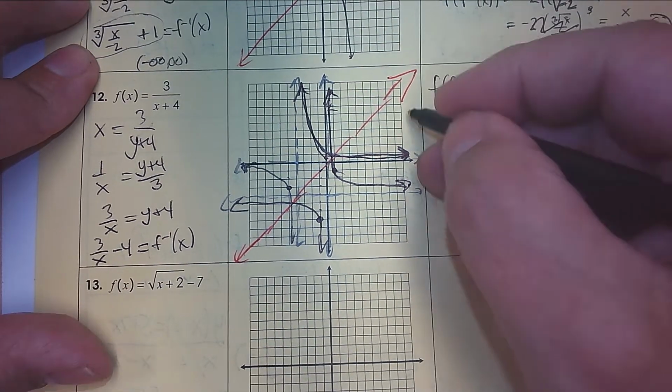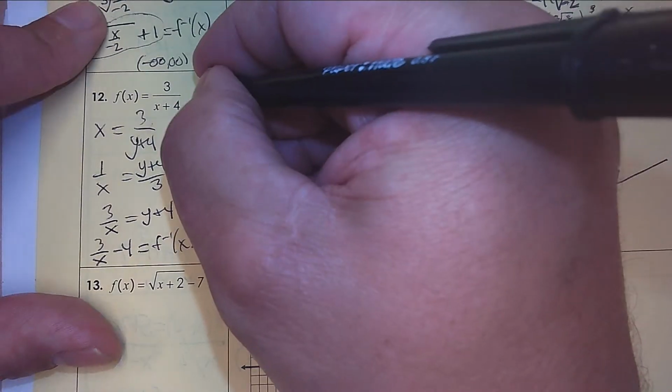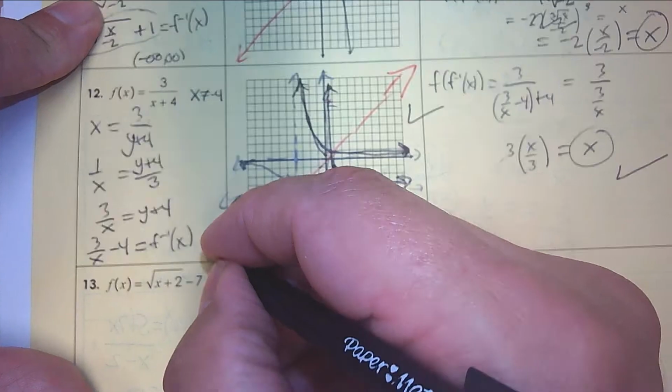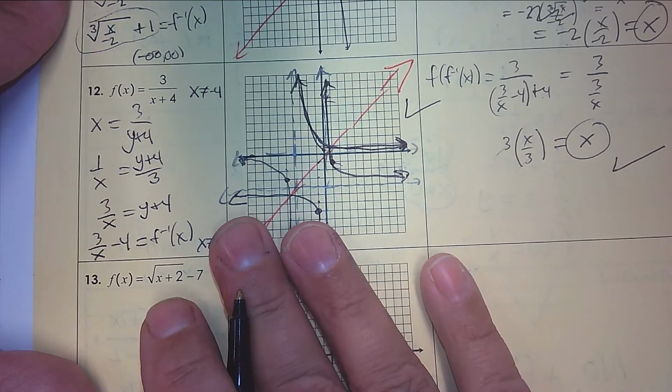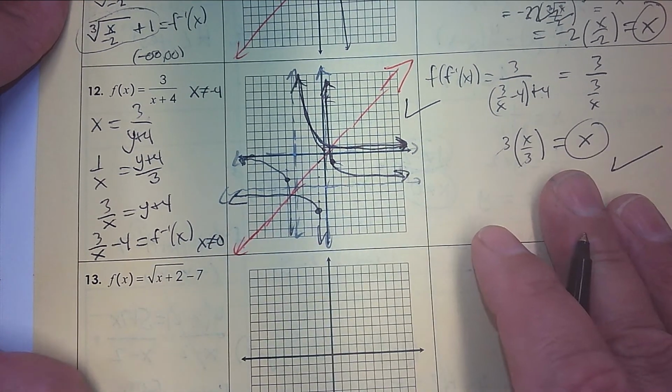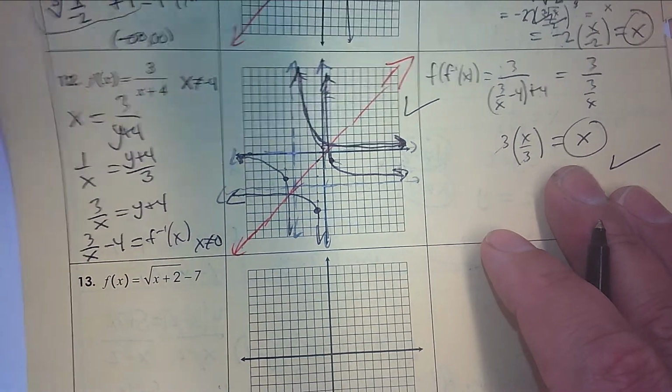We looked at the graph, for goodness sakes. Here, x can't equal -4, and here, x can't equal 0. And we did our best to try to understand the graph and the algebra behind it. All right, one more. Number 13.